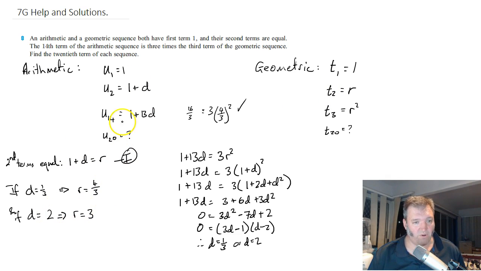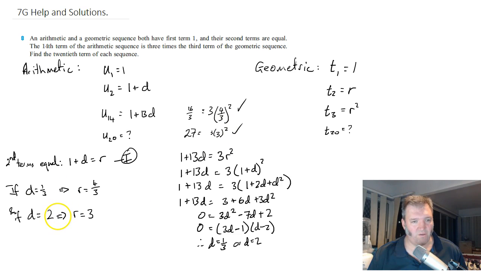What about 2 and 3? We know that 1 plus 2 equals 3, and R is 3, so that would work. So if we do that, checking again for the second set of values, 1 plus 13 times 2, 26 plus 1 would be 27. Do I get the same thing when I go R equals 3, and I go 3 times R squared? Well, it's 3 times 3 squared, which is 3 cubed, which is 27. So we've got 2 possible sets of values there.